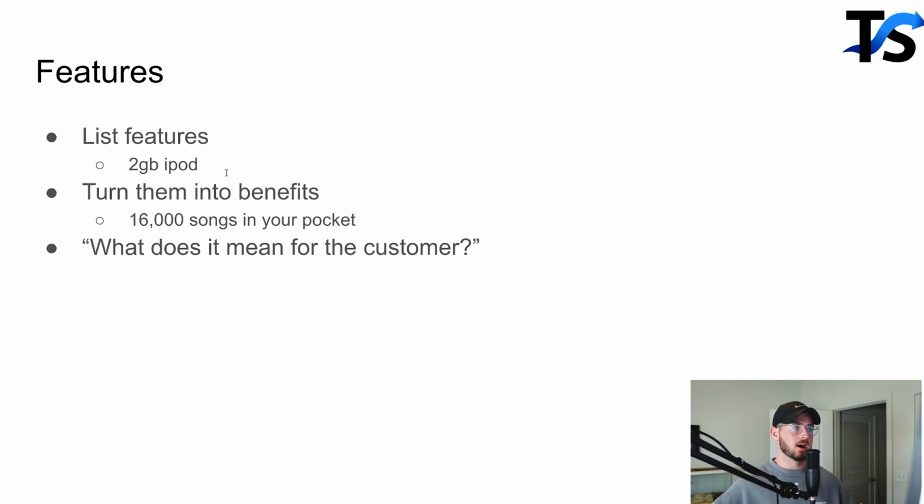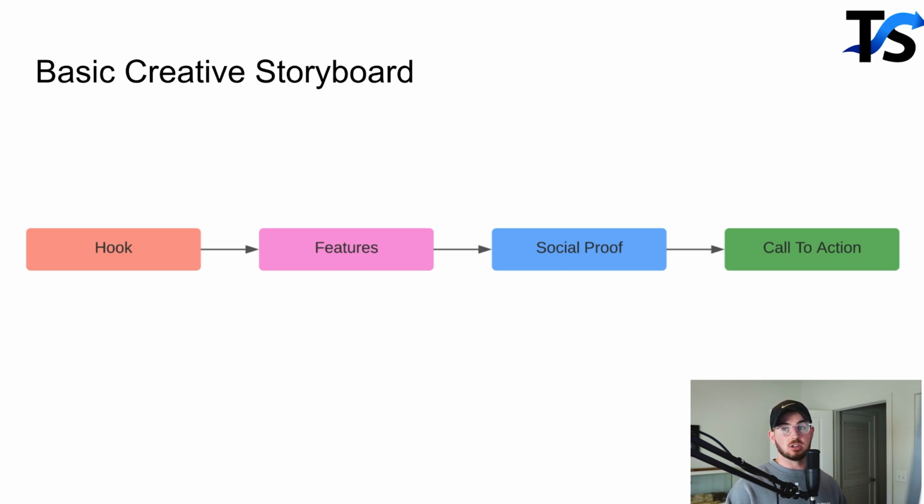So go back to the iPod ad from years ago, where it's like, hey, I'm Apple, have a 2 GB iPod. And then someone was like, no, you have 16,000 songs in your pocket. So what we basically did is we took a feature and turned it into a benefit. What does it mean for the customer to purchase this product? Why does that feature matter to the customer? It's very important right there. So that's features. And again, you can articulate a few of them to the consumer. Me personally, I like close-up shots and things like that.